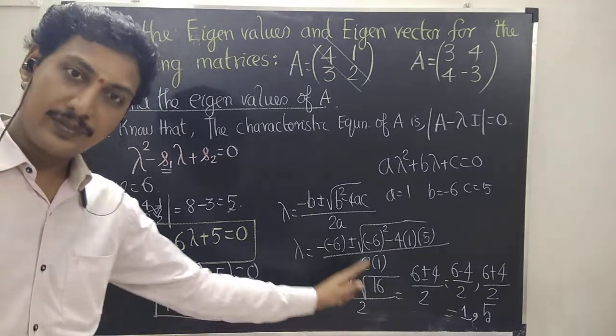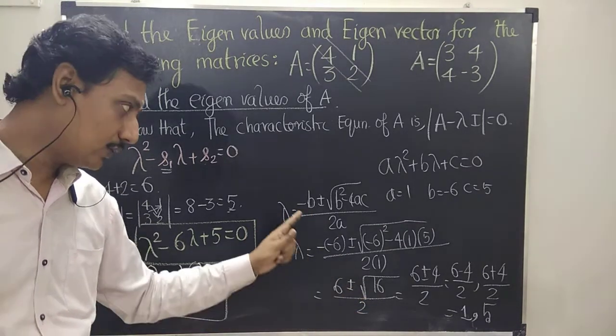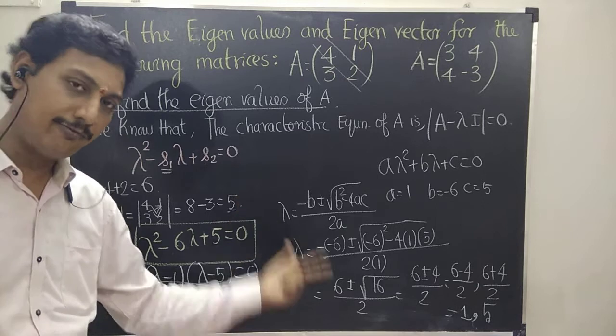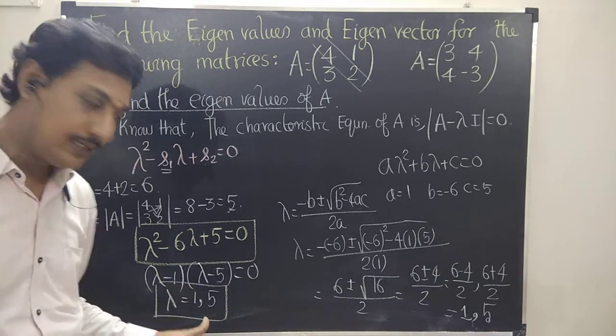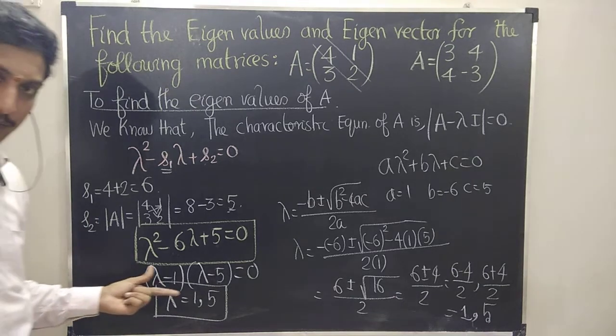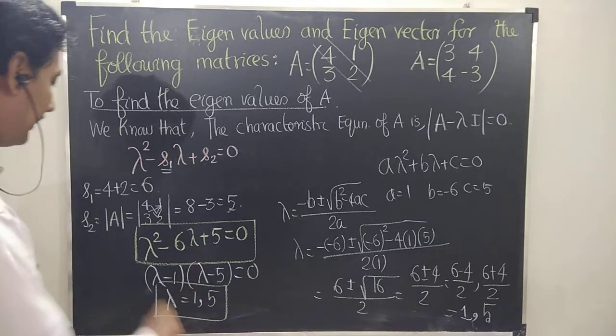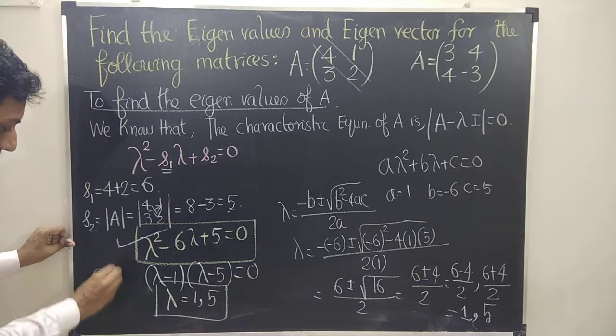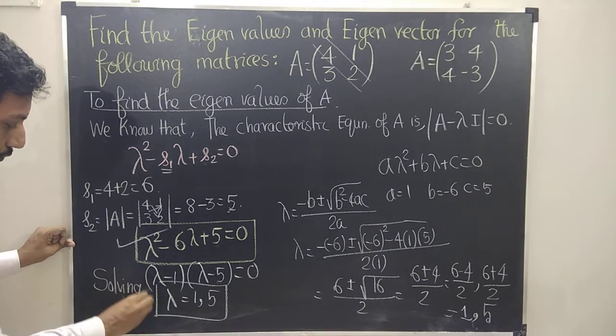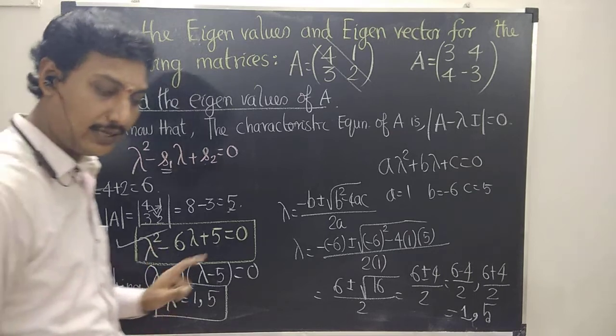So this is the lower class technique. By using the quadratic formula, you can do this by rough work. Otherwise, if you are familiar with the factorization technique, you can do this by factorization as well. No problem at all. But the idea is, after getting the characteristic equation and solving it, we get the eigenvalues. That's it.